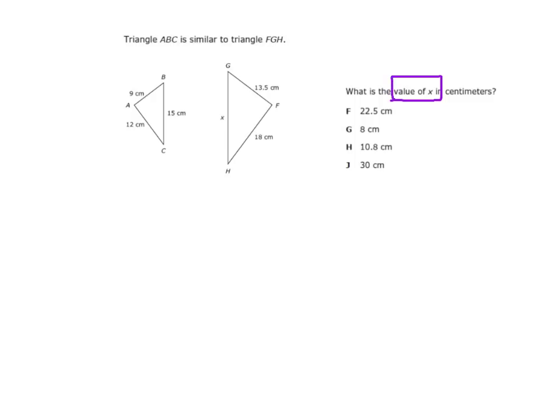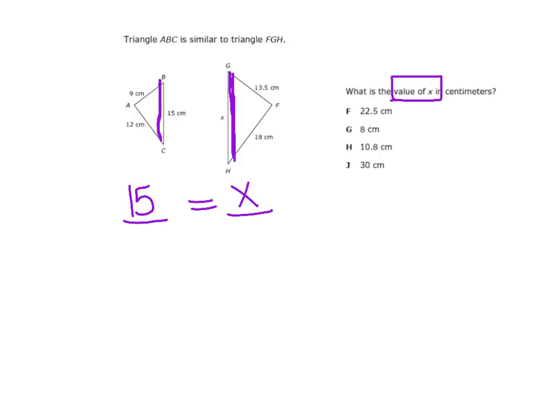X is located on this line in the larger triangle. So the segment that matches up in the same position is also this line. When I put these together, kind of like when I just did the scale factor question, I'm going to line these up underneath the shapes. This one is 15 centimeters, and it's in the same position as X centimeters.